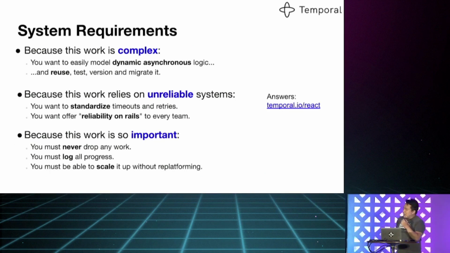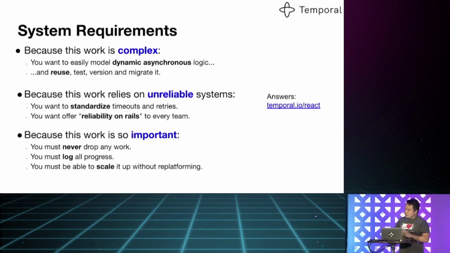Basically, what we want to have is we want to model these requirements for our overall systems. We want to model complex work with dynamic asynchronous logic. We want to reuse, test, version, and migrate it. We want to standardize on reliable systems. So you want to standardize timeouts and retries, and you want to offer reliability on rails to every team so that every team building software can do this kind of asynchronous work easily.